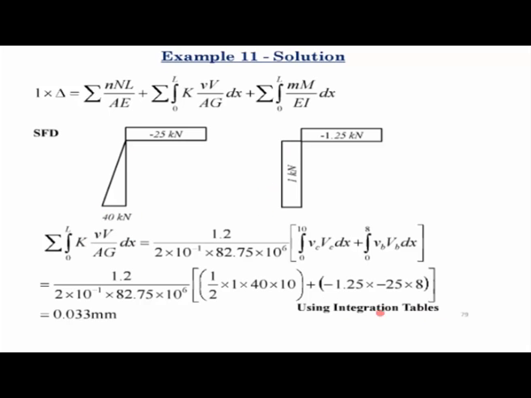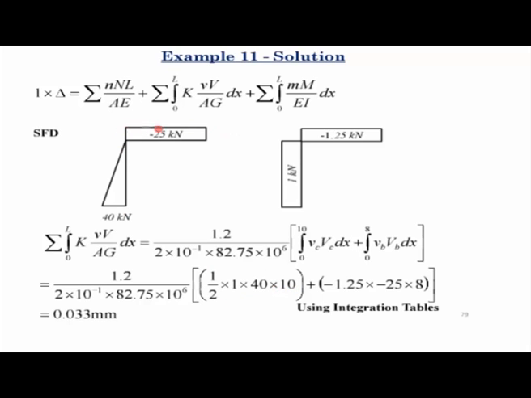So once again we can use the integration tables that we showed for the moment functions. The same things can be applied for shear functions. So this is a triangular variation. This is a uniform variation. If you recall from that table for combination of triangular and uniform variation, the formula is half into 40 into 1. So that is what we have used. Half into 40 into 1 times the length of the member, which is 10.